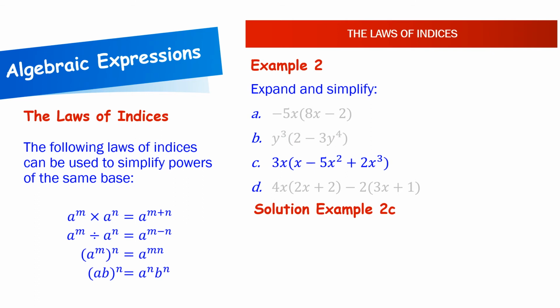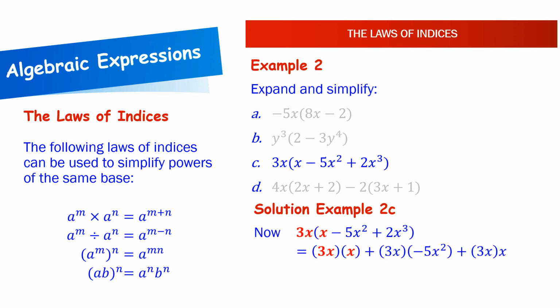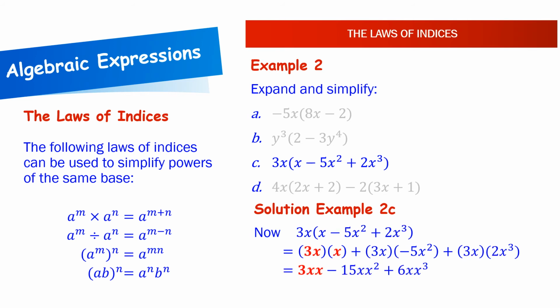Now let's solve example 2c. So expanding, and then tidying up, and now applying the first law of indices to add the indices as shown, and for the second term, and for the final term. Now present the equation in descending powers of x. So x to the 4, x cubed, x squared.